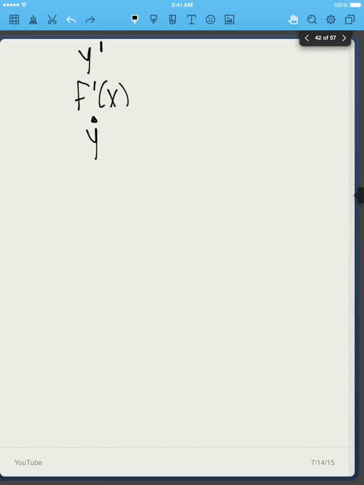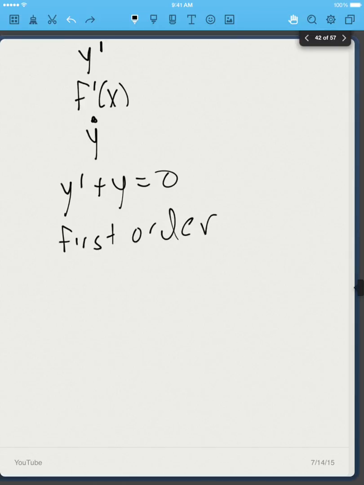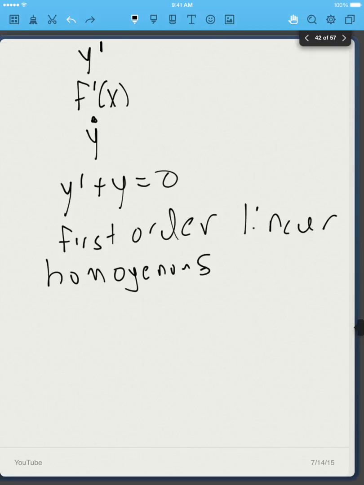So a lot of times what we do is we write differential equations. If we write something like y prime plus y equals 0, we would call this a first order linear homogeneous ODE. So what do these words mean?